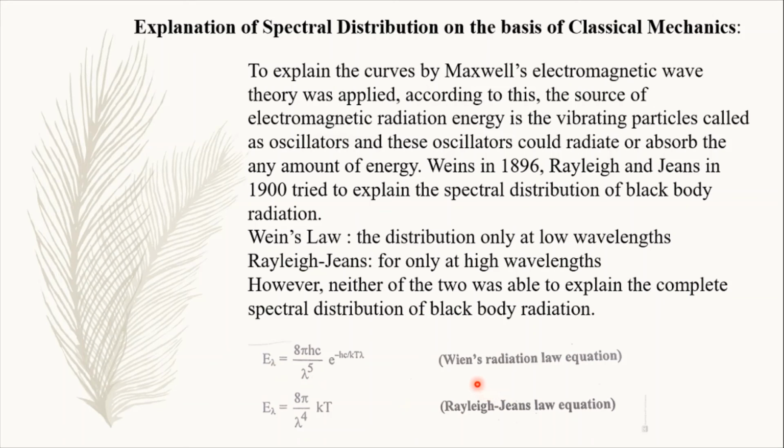According to Wien's radiation law, E, that is energy, is equal to 8 pi hc upon lambda raised to 5 into e raised to minus hc upon k T lambda, where h is Planck's constant, c is the velocity of light, k is the Boltzmann constant, T is the temperature, and lambda is the wavelength. Now, according to the Rayleigh-Jeans law, E is equal to 8 pi upon lambda raised to 4 into kT. But these two laws were unable to explain the spectral distribution of black body radiation.